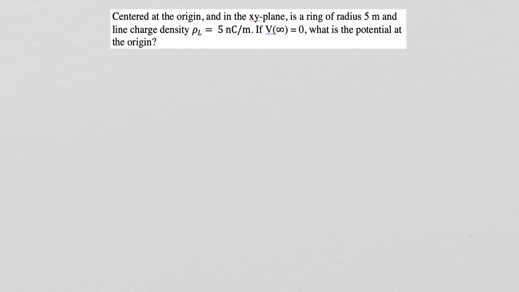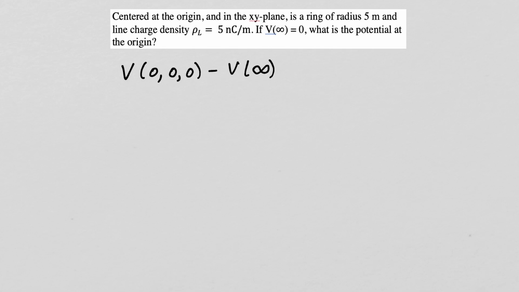Centered at the origin and in the xy plane is a ring of radius 5 meters with a line charge density of 5 nanocoulombs per meter. You are asked to find the potential at the origin. So you're really being asked to find the potential difference between the origin and infinity.